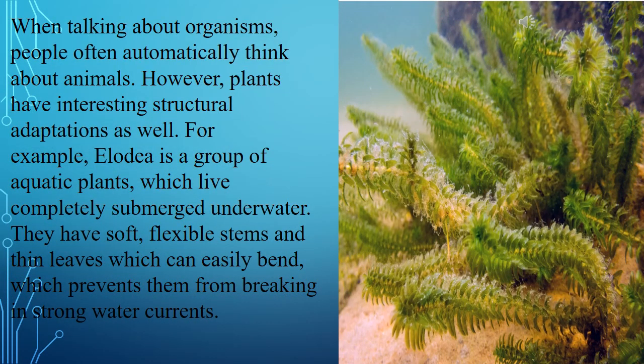When talking about organisms, people often automatically think about animals. However, plants have interesting structural adaptations as well. For example, Hydrilla is a group of aquatic plants which live completely submerged underwater. They have soft, flexible stems and thin leaves which can easily bend, which prevents them from breaking in strong water currents.